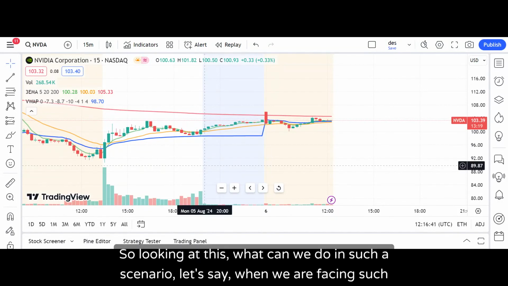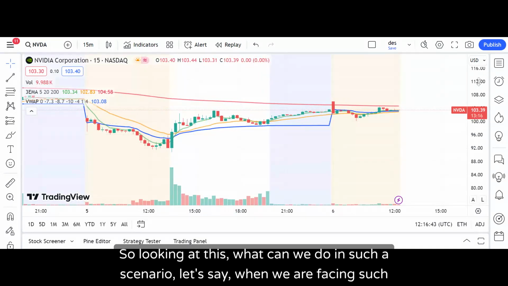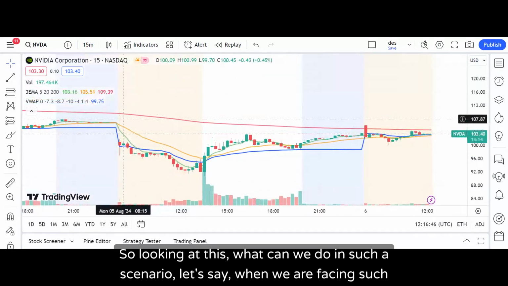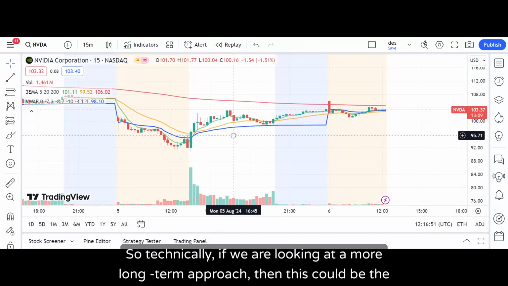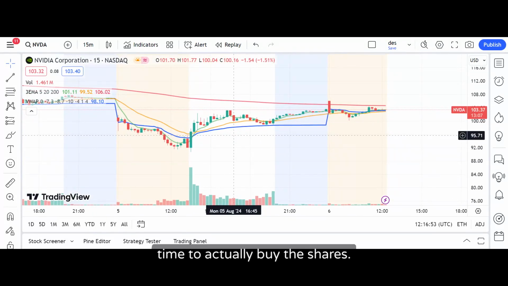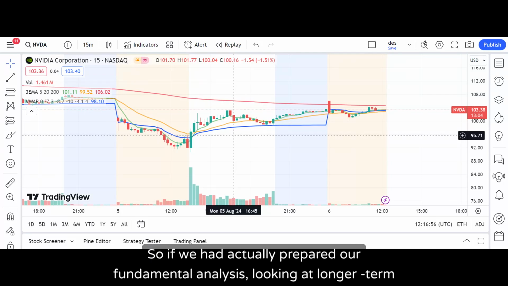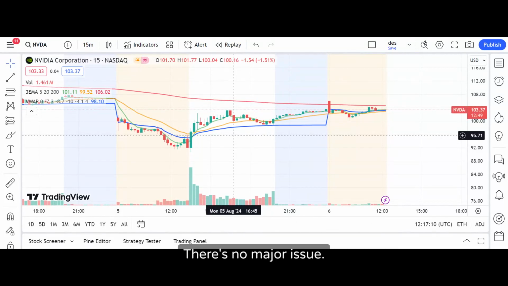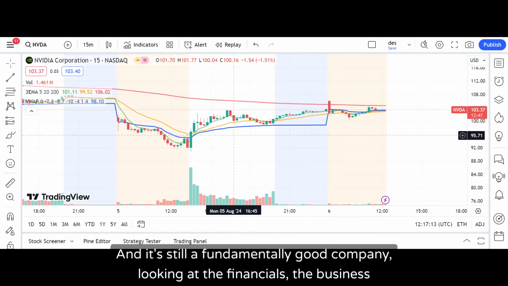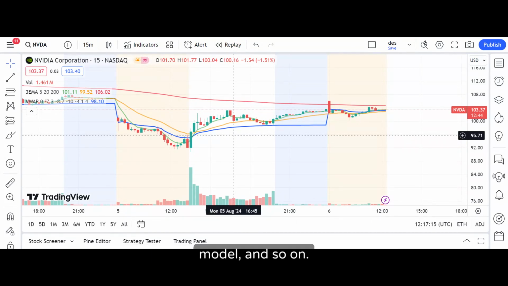All right, so looking at this, what can we do in such a scenario, let's say when we are facing such a big dump in the market? Technically, if we are looking at a more long-term approach, then this could be the time to buy the shares. If we had prepared our fundamental analysis, looking at a longer term approach, we would see that there's nothing wrong with Nvidia. There's no major issue, and it's still a fundamentally good company, looking at the financials, the business model, and so on.